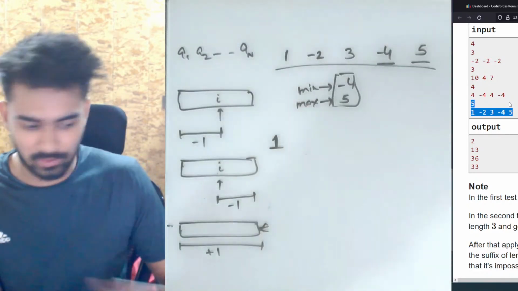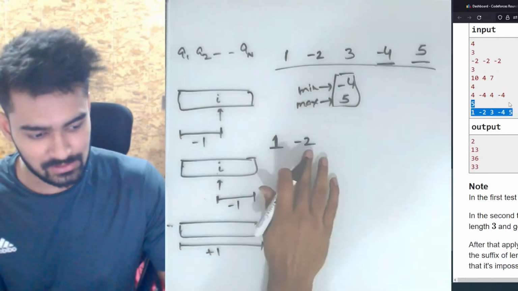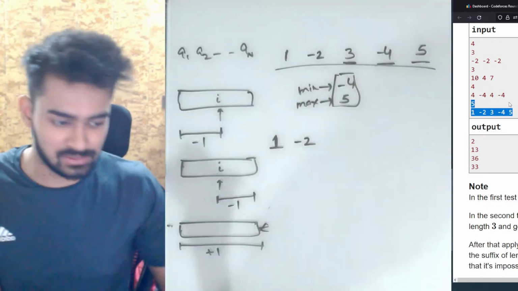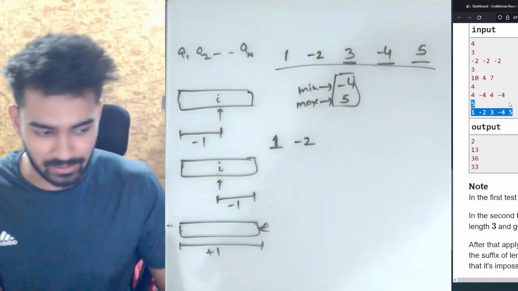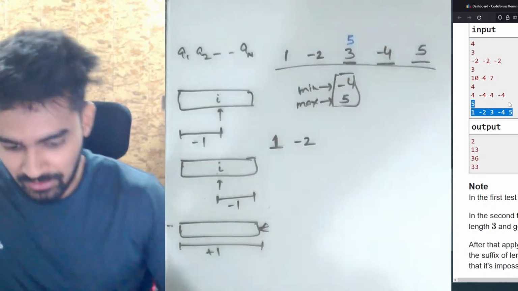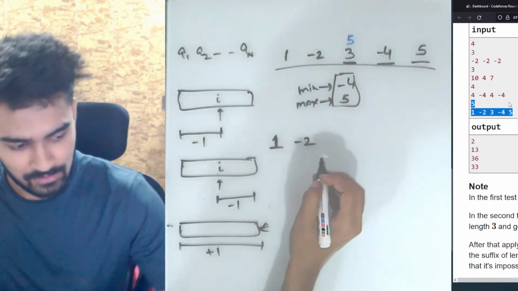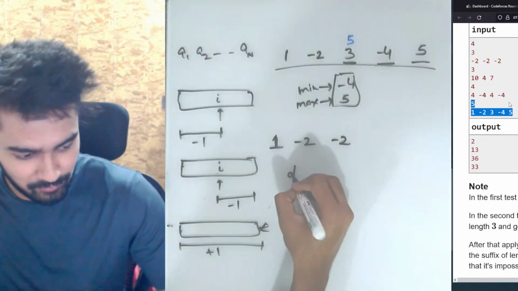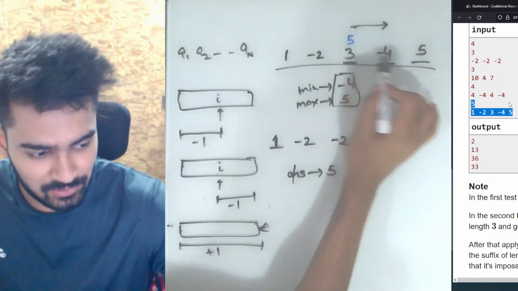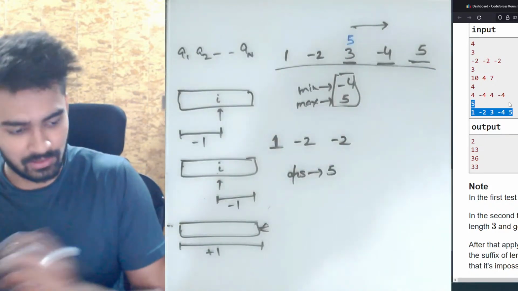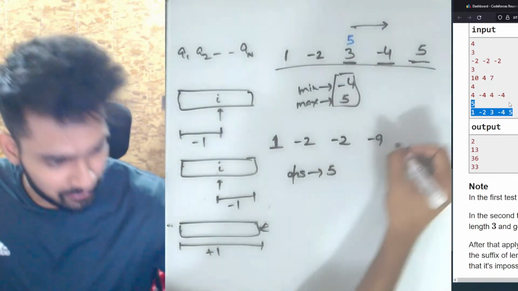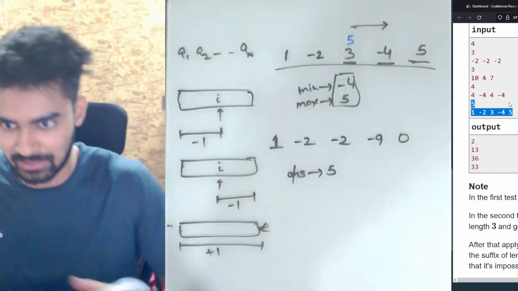Okay, so you have 1, do nothing, then you have -2. Since -2 is lesser than 1, do nothing, then you get a 3. Since this 3 is greater than -2, you will do 5 operations on this 3 so that it becomes equal to -2. So I'll make this -2, and the number of operations till now is 5. Since I'm doing 5 operations on this one, I need to do the same 5 operations for these two values as well. After doing that, -4 will become -9 and 5 will become 0.